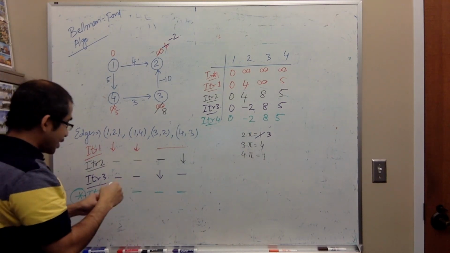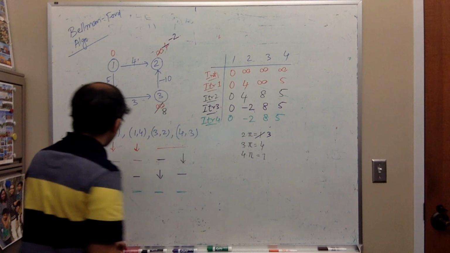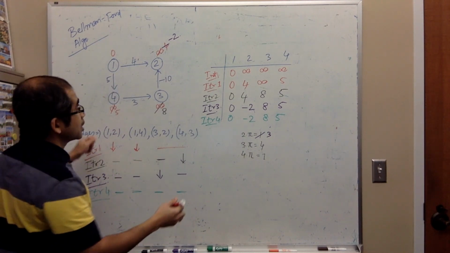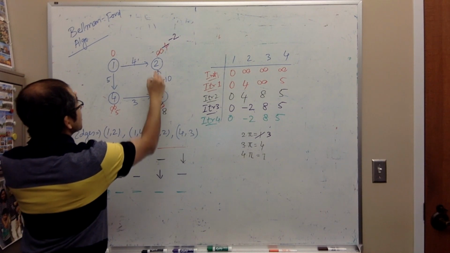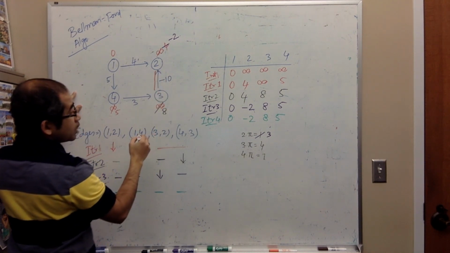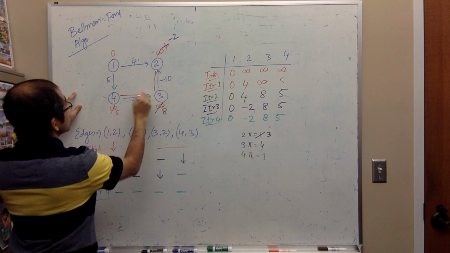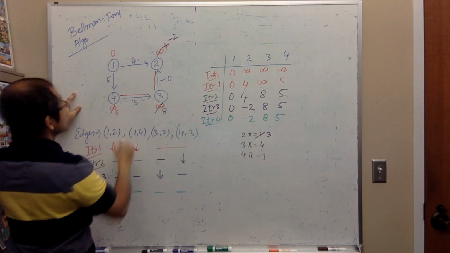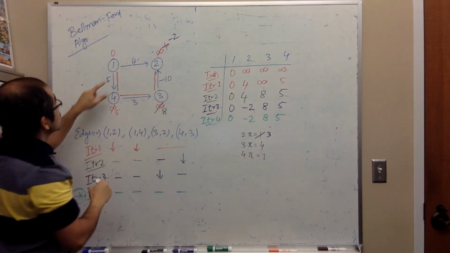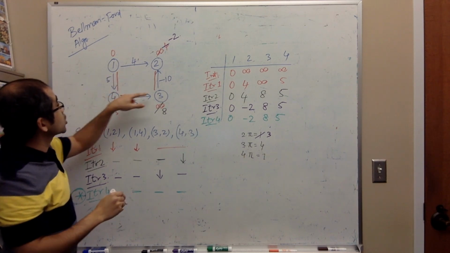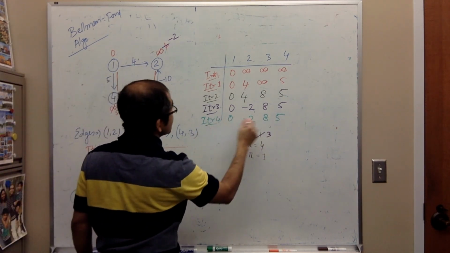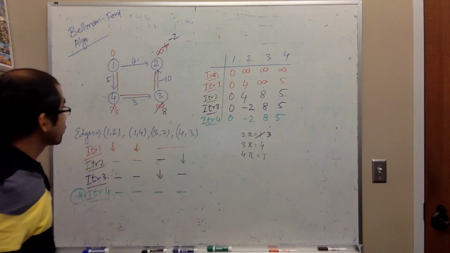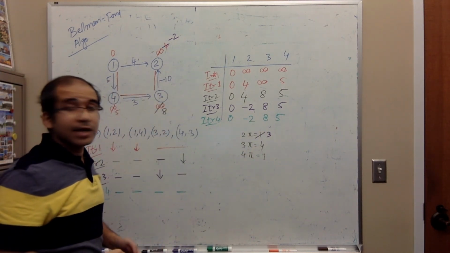So what is the final tree then? The final tree is like this. 2's parent is 3, so this is this edge. 3's parent is 4, so this edge, and 4's parent is 1, so this edge. These red edges show the shortest path tree edges, and these are the weight estimates of the individual nodes. Okay, so that is the end of this.